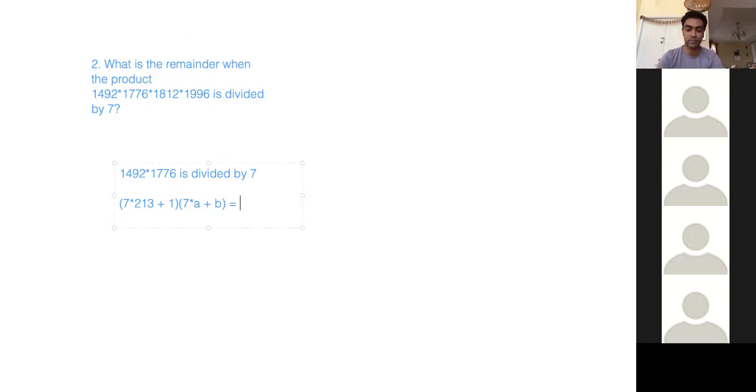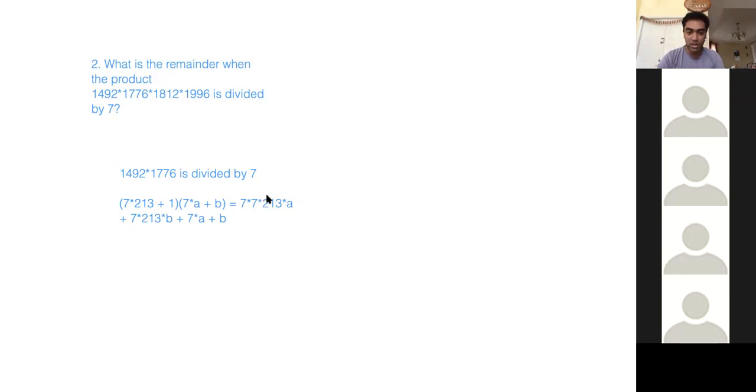It would be 7 times 1492A plus 1492B plus 7A plus B. Okay, instead of 1492, I'm going to leave it as 7 times 213 just to make it clearer to see. But okay, yeah. 7 times 213 times A. So all I did was multiply the first term of each, plus 7 times 213 times B, plus 7 times A, plus B.